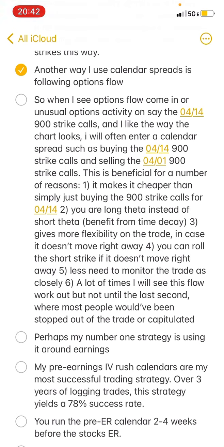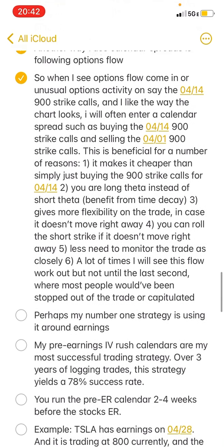If I see 940 strike calls on Tesla coming through for April and the chart is looking bullish to me and I agree with the flow, then I'm likely going to take that trade and turn it into a calendar spread, okay? So I'll go into that here in this next bullet point.